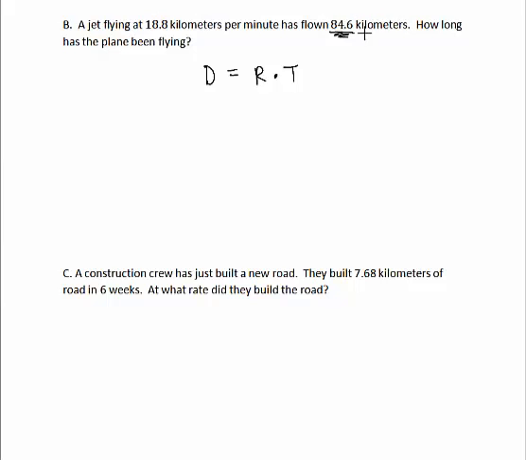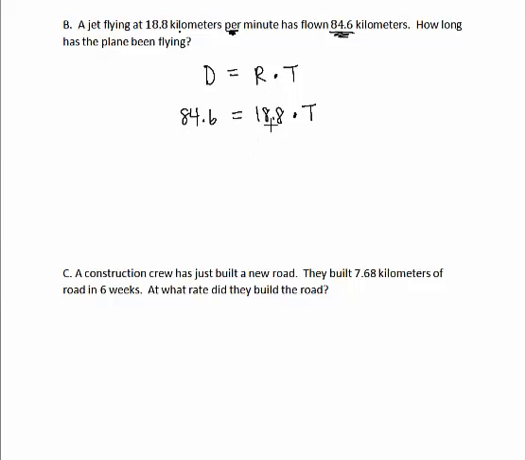You've probably noticed on your speedometer you have rate of speed, kilometers per hour. But kilometers is a distance, so 84.6 is going to replace the D. And we'll leave out our units so that we don't confuse them for a variable. And we are given a rate here. Whenever you see this per, you need to think of a rate. So kilometers per minute. 18.8 would replace R, and this is multiplied times T, our time.